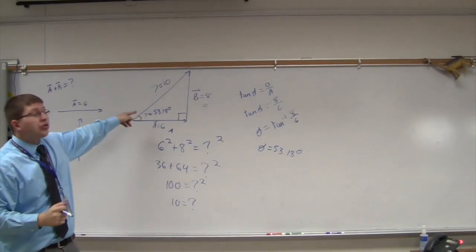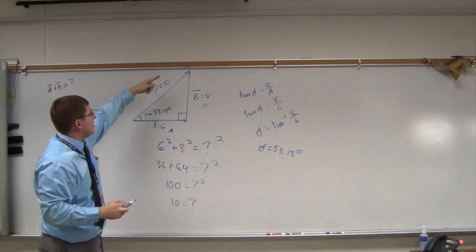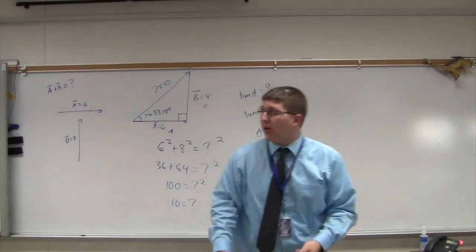And so there's the true sum of A and B. The true sum, the resultant of A and B, has a magnitude of 10 and a direction of 53.18 degrees above the horizontal.